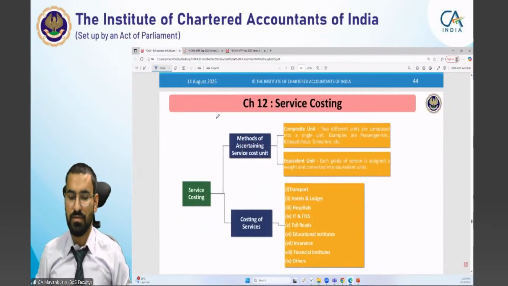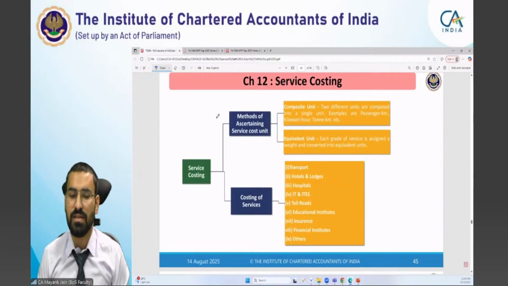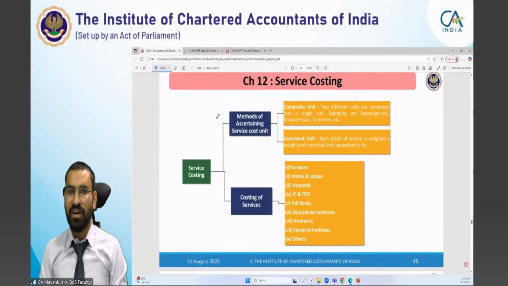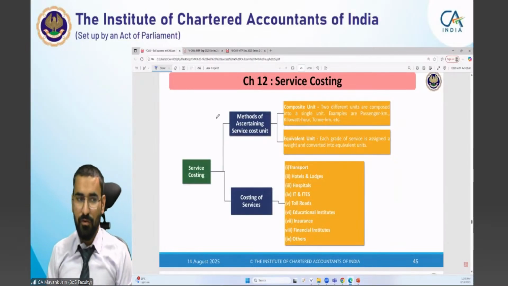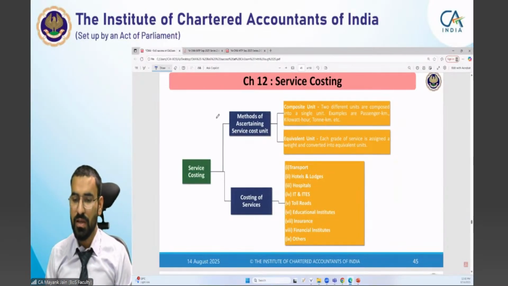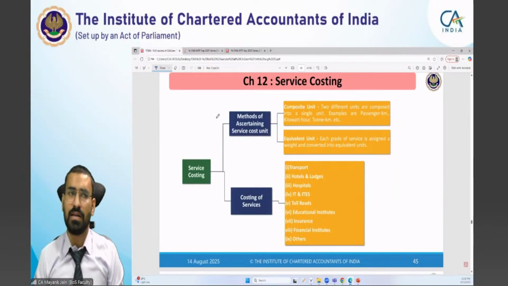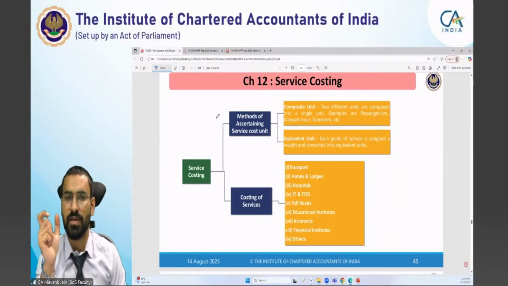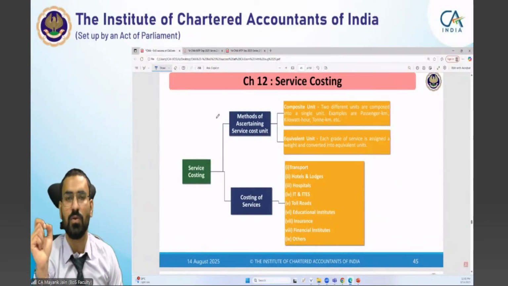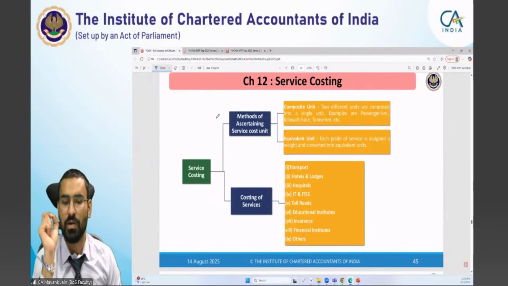Next is service costing. Service costing plays an important role when you are working in the service industry, or you are providing any service. You have to calculate your cost for providing that particular service, and for calculating your cost you have to know the equivalent unit or the composite unit. Sometimes, like for transport, it is a cost per passenger kilometer. So when a passenger is traveling for 10 kilometers, you have to calculate the total cost for that 10 kilometers. In this way, you can calculate your fare for a particular passenger.